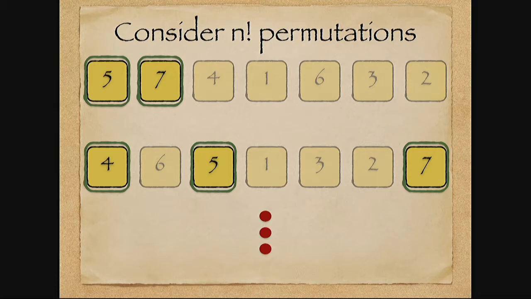Here, for example, I highlighted the longest increasing subsequences. So, for example, in this case, we have 5, 7. That's it. So the length here is 2. Here we have the longest increasing subsequence of length 3, 4, 5, 7. Okay? So we have 2, 3, another one, we'll have 5, 7. How are these numbers distributed if all the permutations are equally likely?